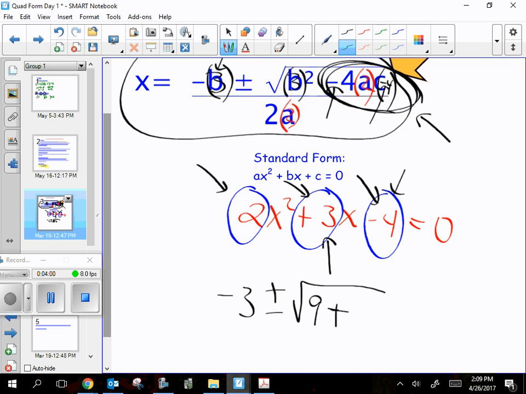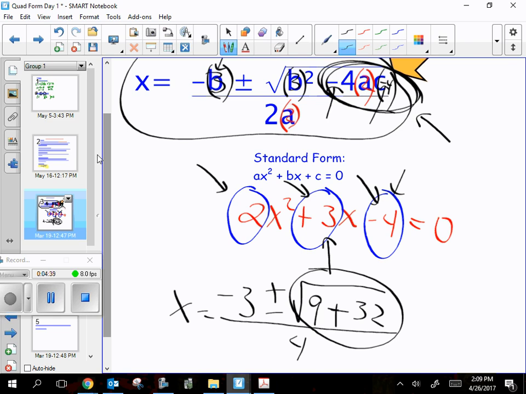Okay, next, it's 4 times 2 times 4. 4 times 2 is 8, times 4 is 32. All over 2a, which is 2 times 2 is 4. And then you just have to simplify it down. Now this one in particular is rough because 9 plus 32 equals 41, and nobody in here would be able to tell me what the square root of 41 is. So the good part is, I'd allow you to leave your answer just like that. That is the answer. It's x equals all that. And I just let you say square root of 41.